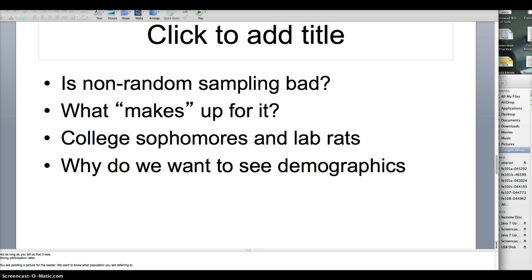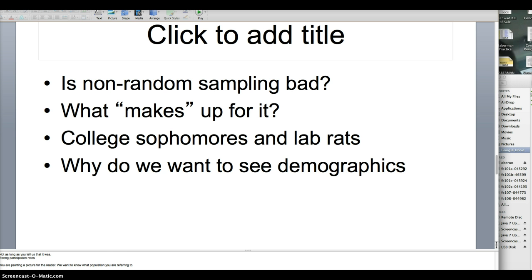Non-random sampling, is it bad? Well, no, it's not. If you have to use convenience sampling, you can make up for it with strong participation rates. Yes, you may have only had a convenience sample of college sophomores, but you make up for the fact that they're only college sophomores, and we're trying to find out something about their social habits, by making up for it with lots of them.